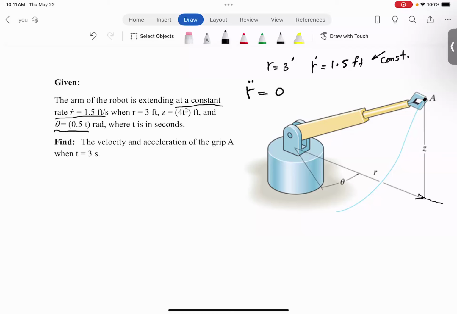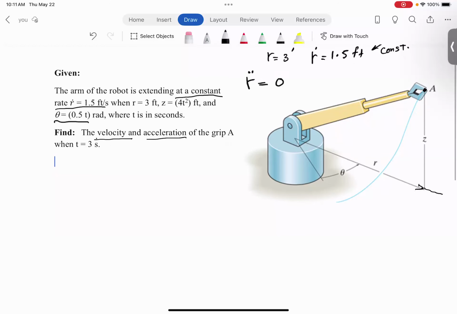And then what are we trying to find? We want to find the magnitude of velocity and acceleration of this point A, the grip A, when t is equal to 3 seconds. Very simple problem, guys. See, we are using, as I said, cylindrical coordinate system. So cylindrical coordinate system is just a three-dimensional version of polar coordinate system. So r theta would be polar. So we add z to it.